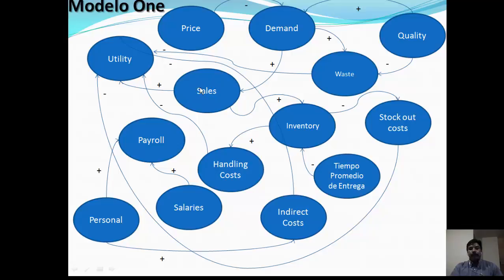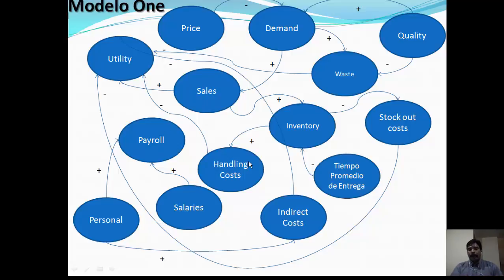Now let's see sales. If we improve sales, then we need more inventory. That's the reason for this plus sign right here. If we have more inventory, then our stock out costs are going to decrease. If our stock out costs increase, they are going to affect utility, decreasing it. But this can be contrasted. If we improve sales, then our utility is going up.